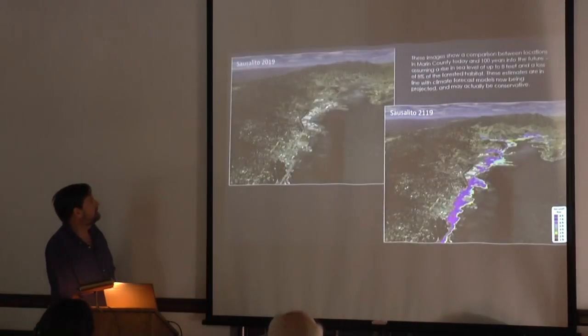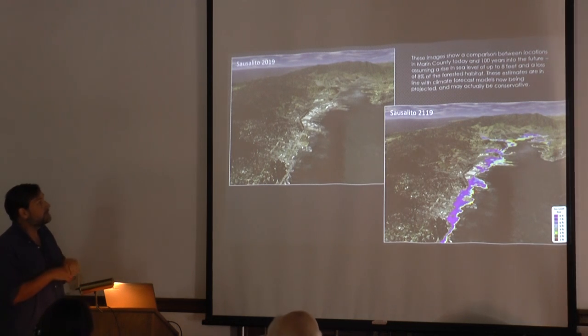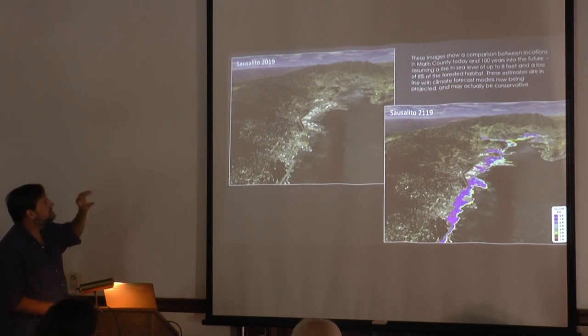And just for fun, we also modeled around Marin County. We looked at some of the population areas. Currently, the new climate forecast models are projecting as much as 8 feet of sea level rise in the next 100 years, and a loss of 8% of the forested habitat. So we did these visualizations.